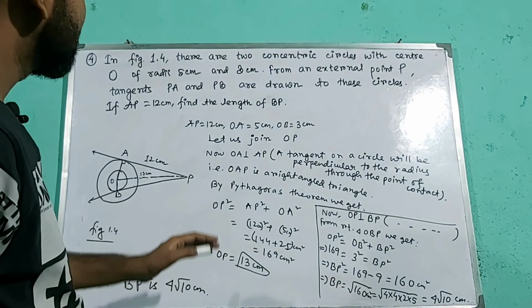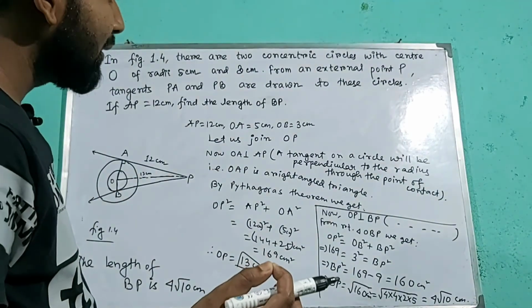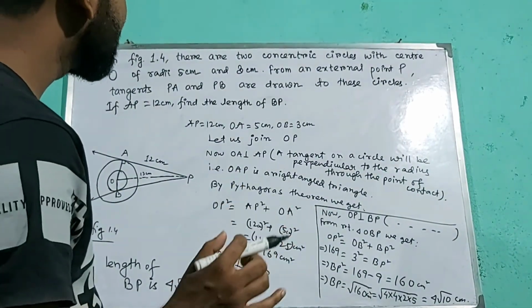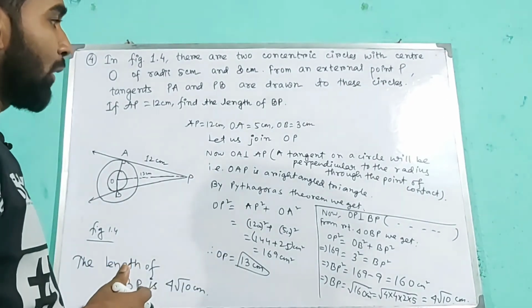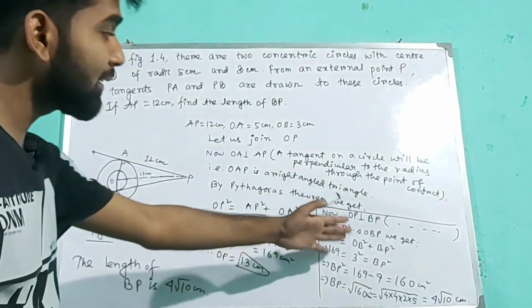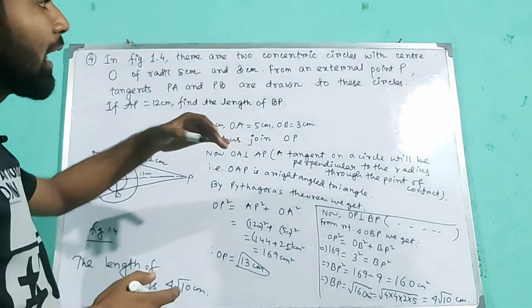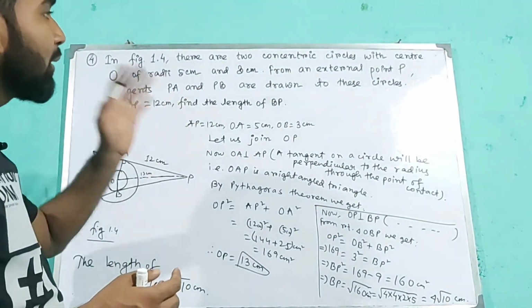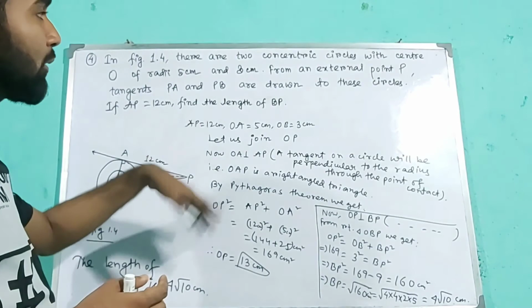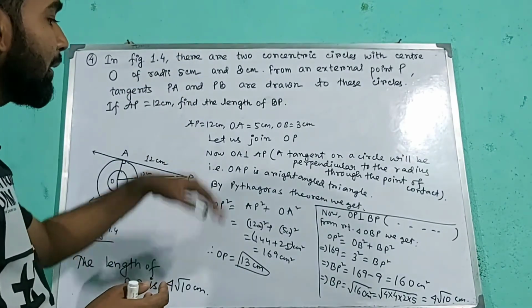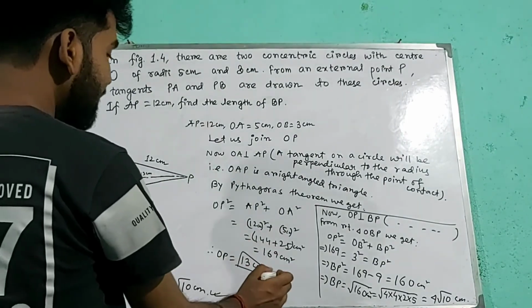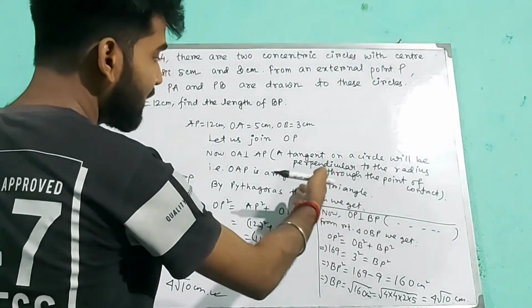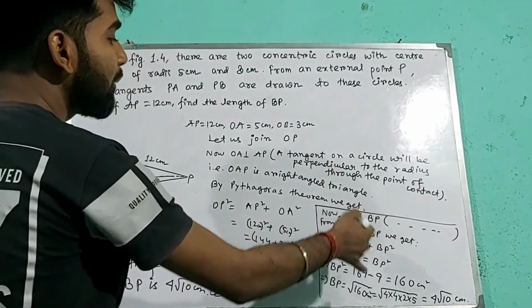I have written very small, so make the video quality higher and see. Otherwise you can't see this portion. If you can't see, just listen to my voice, write the question, draw the diagram and try to solve it yourself. The answer will be 4 root over 10 centimeter. If you can't see up to here, no problem, this will be similar to this only. That's why I have not written most of the things here.